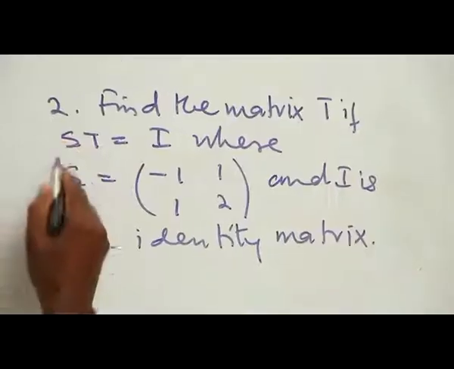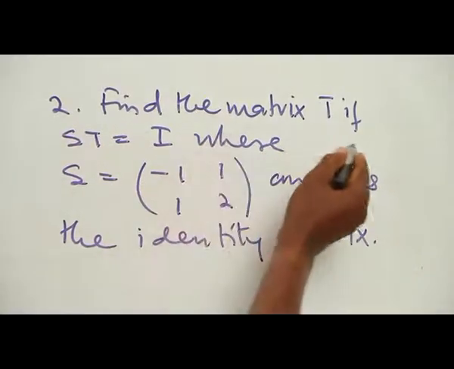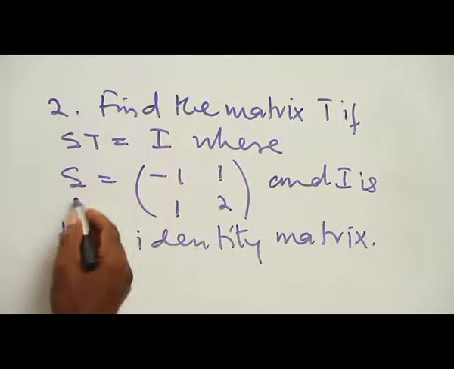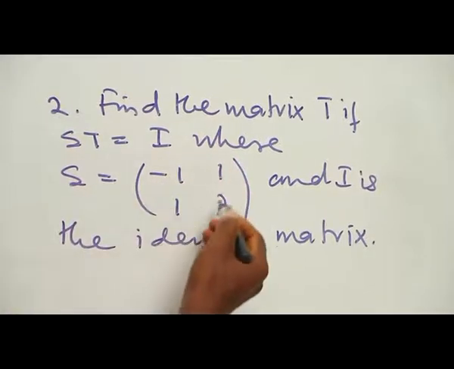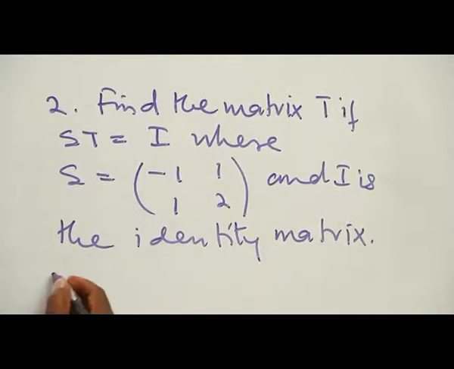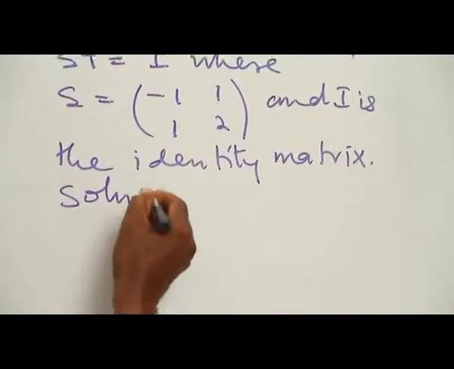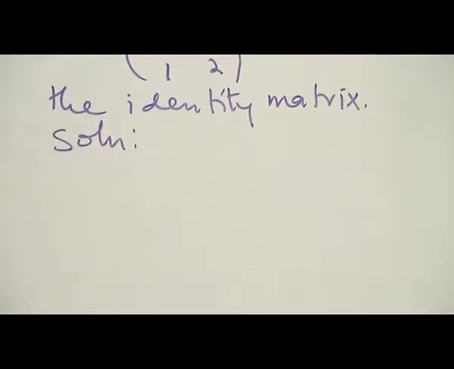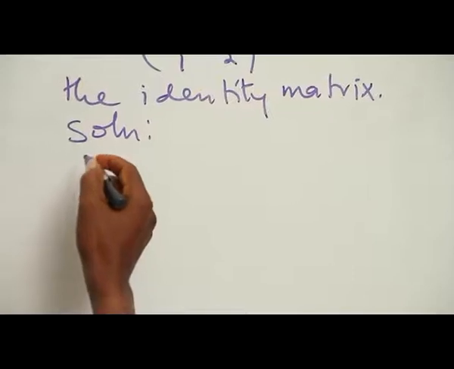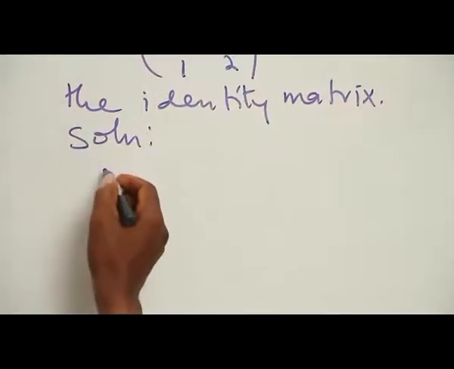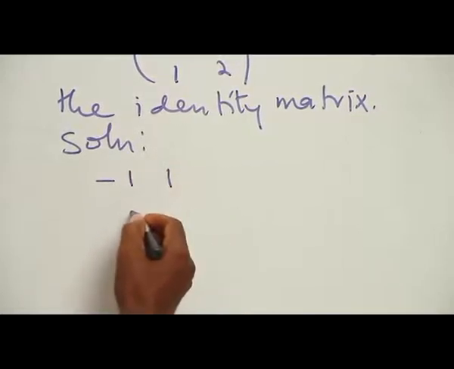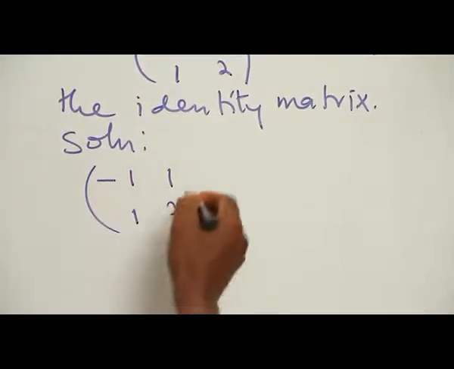Give it to you. Example 2. Find the matrix T if SA is equal to I, where S is equal to the matrix minus 1, 1, 1, 2, and I is the identity matrix. Solution. What you have here is to find the matrix T. And I already told you that your S is minus 1, 1, 1, 2.